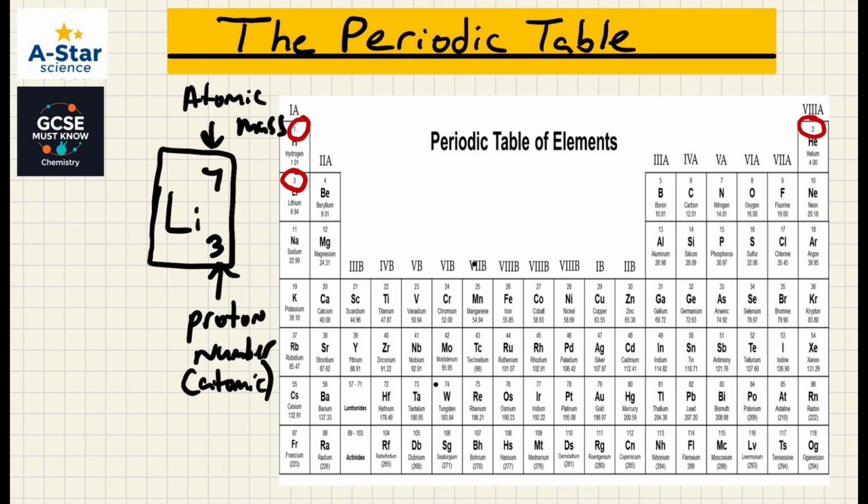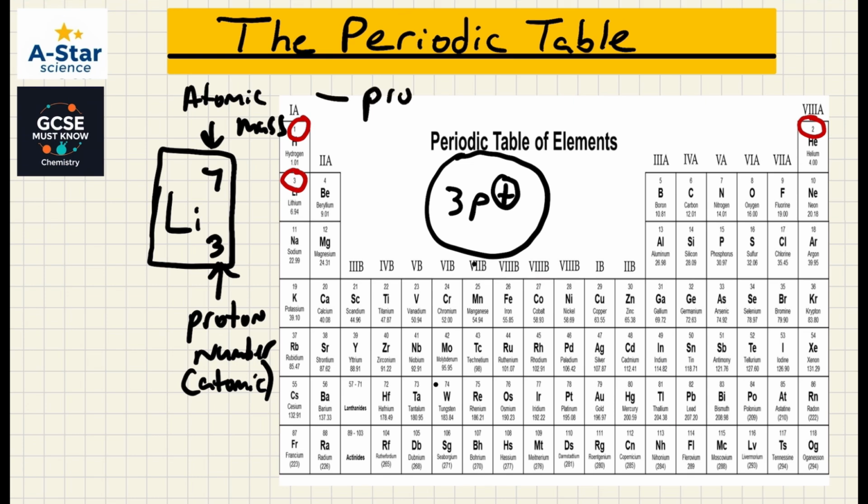The atomic number also tells you how many protons that particular element has as an atom. So lithium, in our example, will have 3 protons, which are positively charged, in its nucleus. The atomic mass is the number of protons and neutrons added together, because each one has a mass of 1. So you can use this information, atomic mass minus the proton number, to tell you the number of neutrons in an atom.